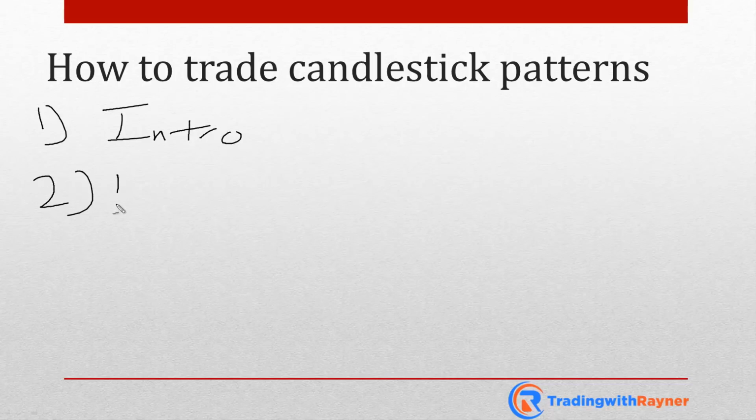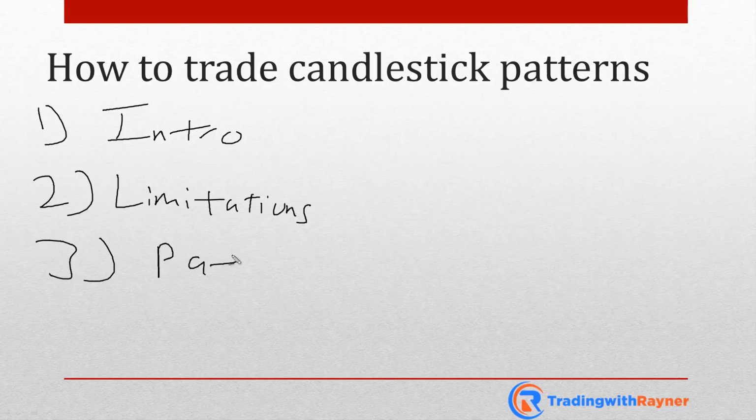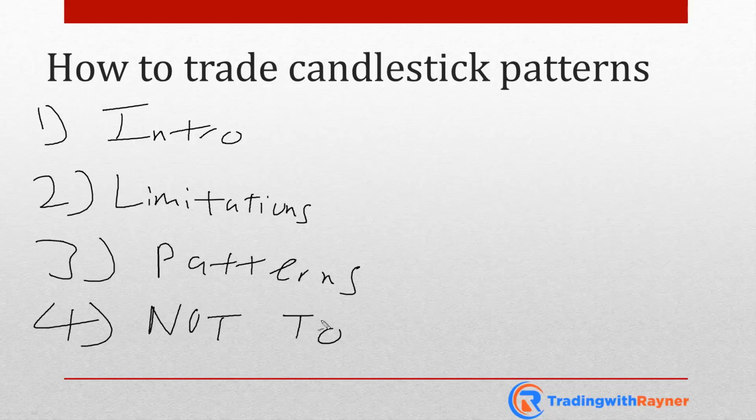Number two, I mentioned to you the limitations of candlestick patterns. For example, candlestick patterns don't tell you how the price moved from point A to point B, from the open to the close. So that is one of the limitations. The third thing we discussed is the various candlestick patterns, like harami, hammer, engulfing pattern, etc. Then I also shared with you how not to trade candlestick patterns.